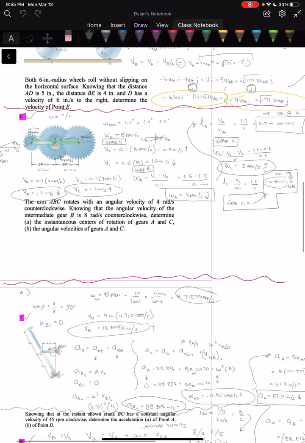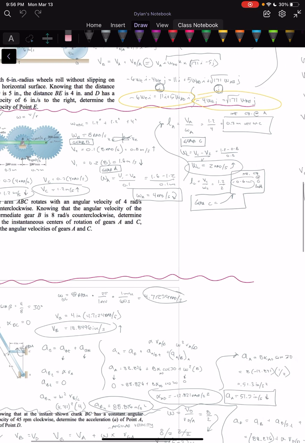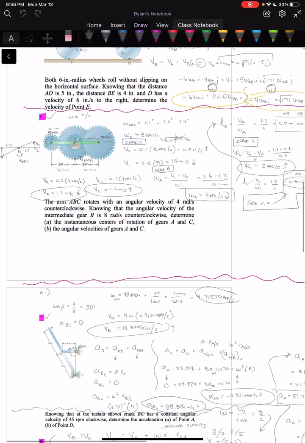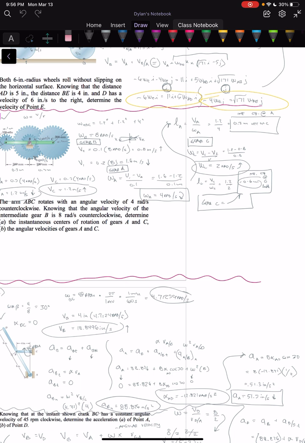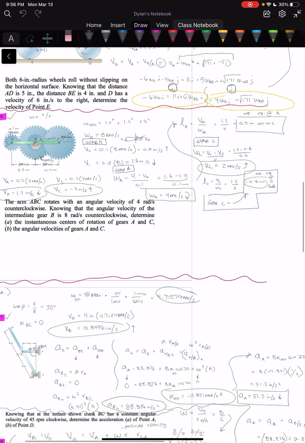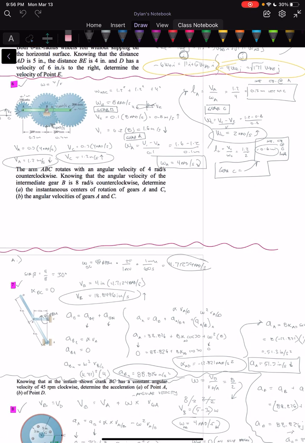but in this case we can change that to just the length between C and B and A and B, and then we were able to find the instantaneous centers using that formula, subtracting the difference and dividing it by the overall radius. And the angular velocities.